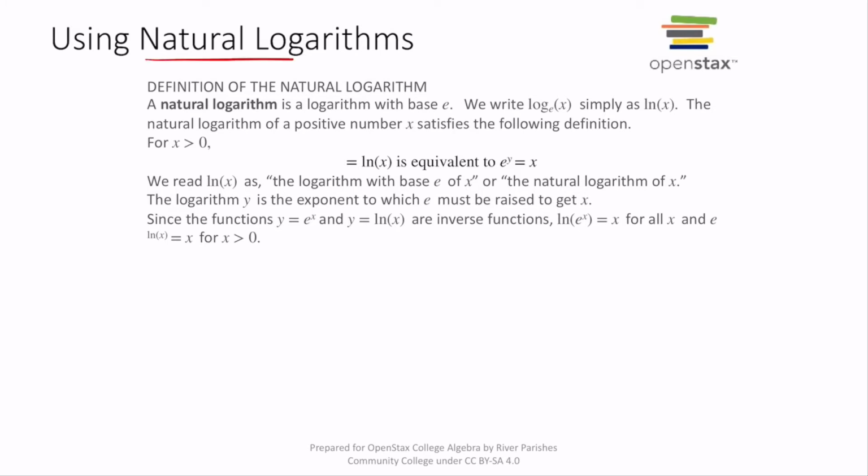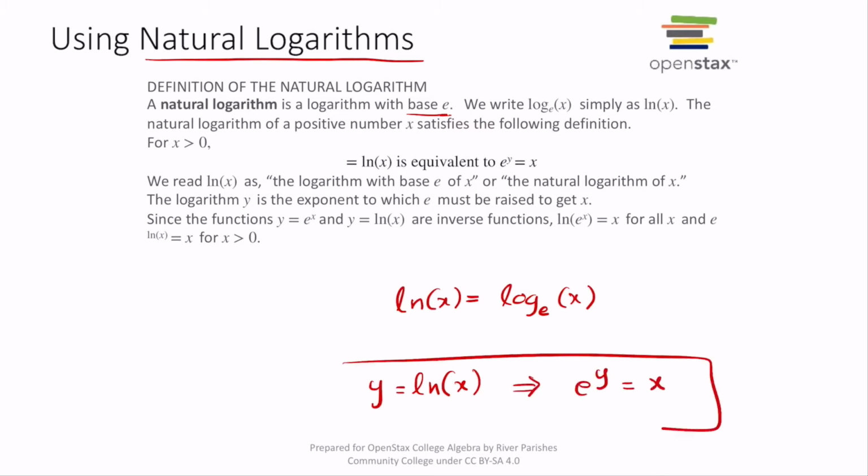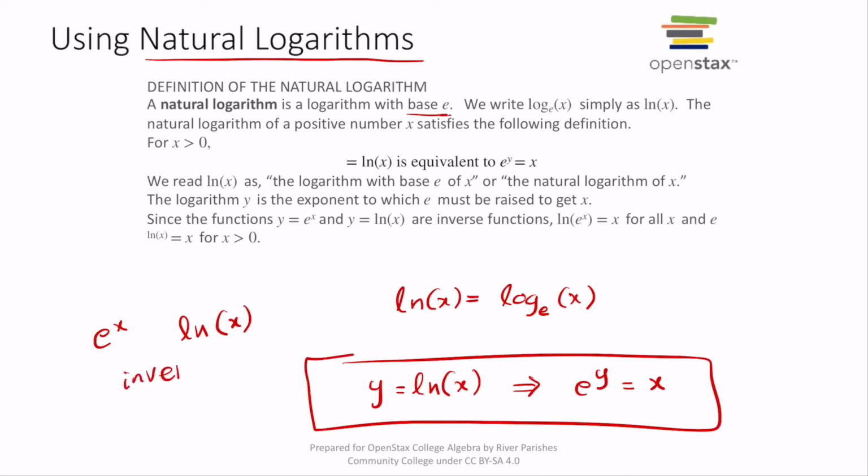Next, let's talk about natural logarithms. Natural logarithms are structures where, in place of the base 10 used for common logarithms, natural logarithms use the base e. So we write it as ln x. Ln x represents log base e of x. So if ln of x is y, then e to the power of y equals x. This is the condition that we use. Remember that e to the power x and ln of x are inverse functions of each other.